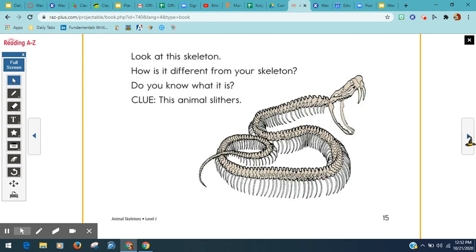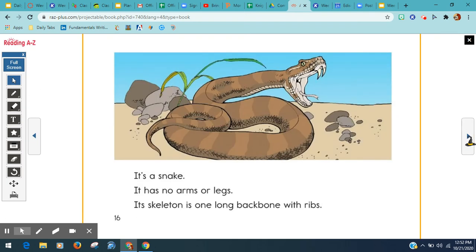Look at this skeleton. How is it different from your skeleton? Do you know what it is? Clue. This animal slithers. It's a snake. It has no arms or legs. Its skeleton is one long backbone with ribs.